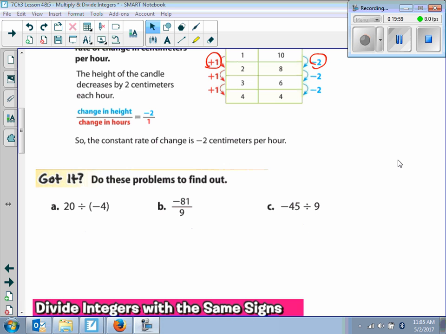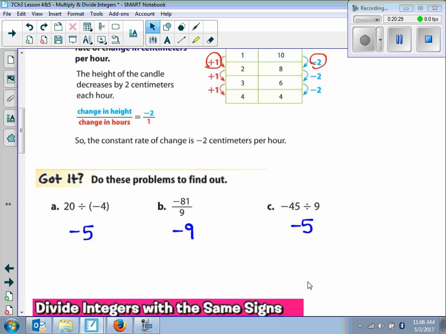So once again, we're dividing like normal. And if I'm dividing different signs, my answer is going to be negative. So 20 divided by 4 is 5, right? Because they're different signs, it's going to be negative 5. You got it? 81 divided by 9 is 9. But since they're different signs, this is going to be a negative 9. And what's the answer for letter C?